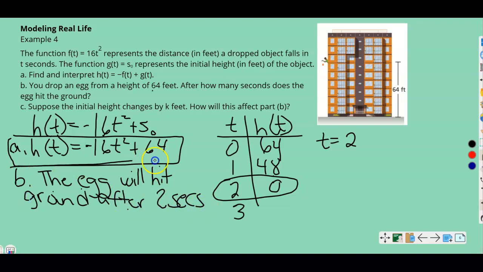All right, now we have one more to look at. All right, C part says, suppose the initial height changes by k feet. How is this going to affect part B? All right, so the initial height changes by k feet. So remember, we're looking at ax squared plus c. And in this case, they're talking about k is kind of like your c value.